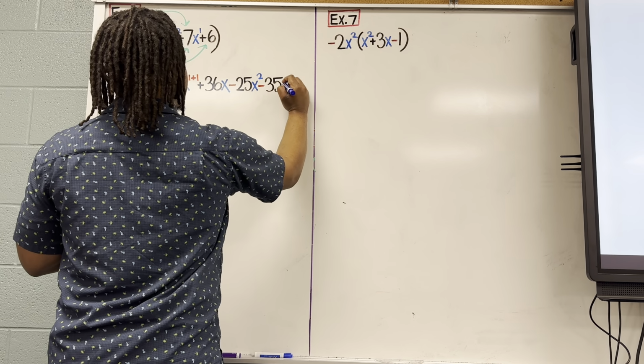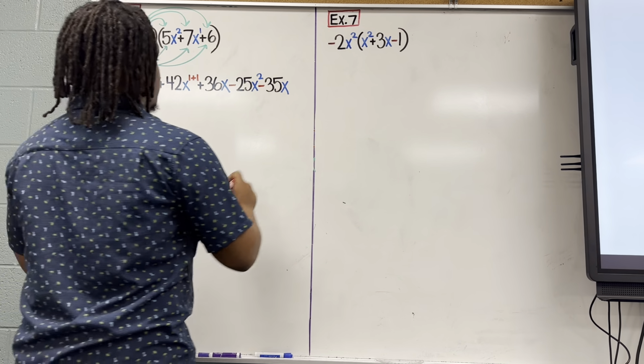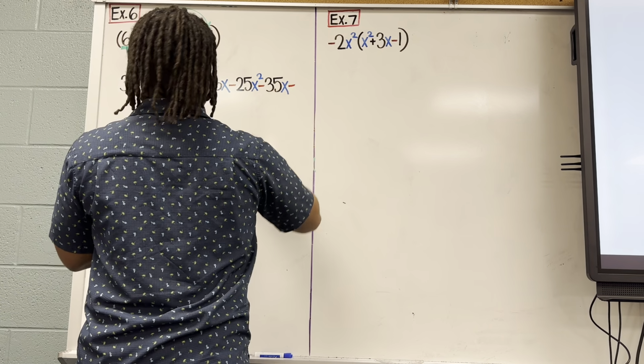And then last but not least, guys, we want to have -5 times a positive 6, which is a -30. So it's going to be minus 30. Okay? Now, remember, guys, I want to actually rewrite this whole thing and fix these particular powers, right?